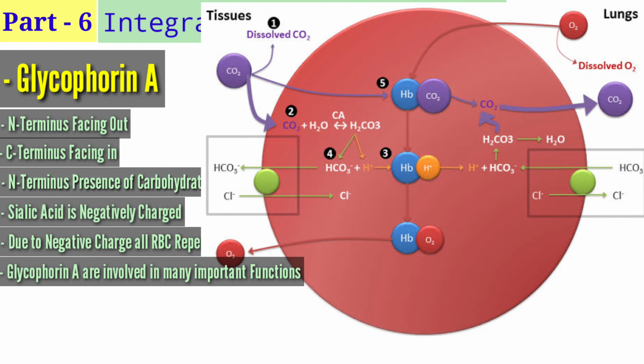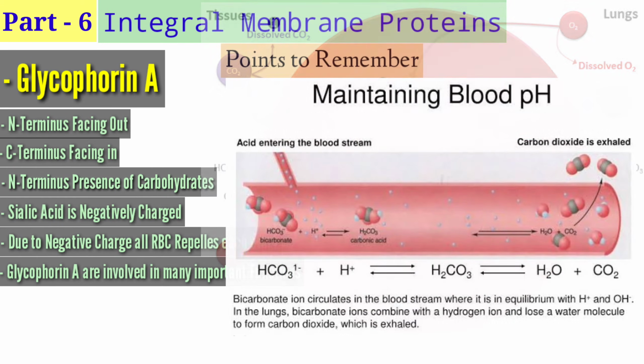So here we are looking at erythrocyte function with the help of glycophorin, which is the integral membrane protein that is our today's topic of discussion. Remember, carbon dioxide is very important to maintain the pH of the blood.